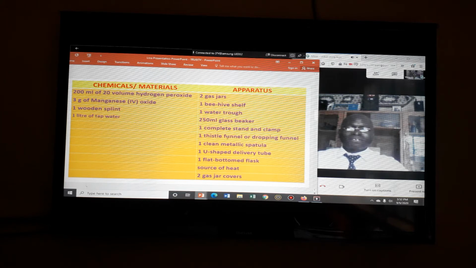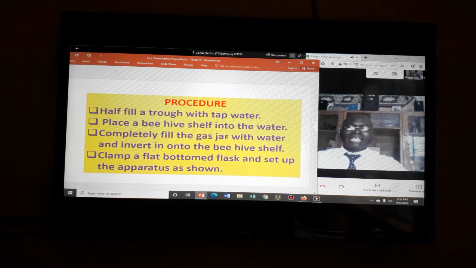So, if I may move to the next slide, you'll see that I've outlined the procedure through which we need to go step by step so that we prepare this gas that we are referring to as oxygen gas. Step number 1 is half fill a trough with tap water. Then the second step is place a beehive shelf into the water. And the third one is completely fill the gas jar with water and invert it onto the beehive shelf. And lastly, I have the last step, which is clamp a flat-bottomed flask and set up the apparatus as shown.